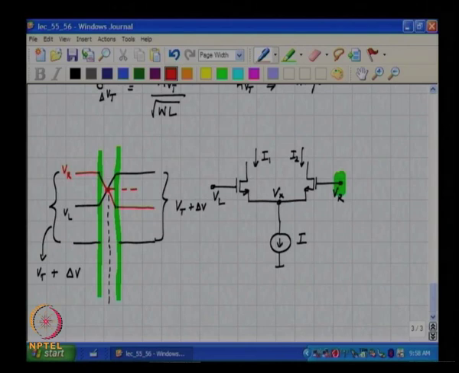When both the transistors are carrying current, what happens to their overdrives? The overdrive will go down by a factor of root 2, and therefore the voltage will be VR plus VL by 2 minus Vt minus delta V by root 2. Does it make sense?